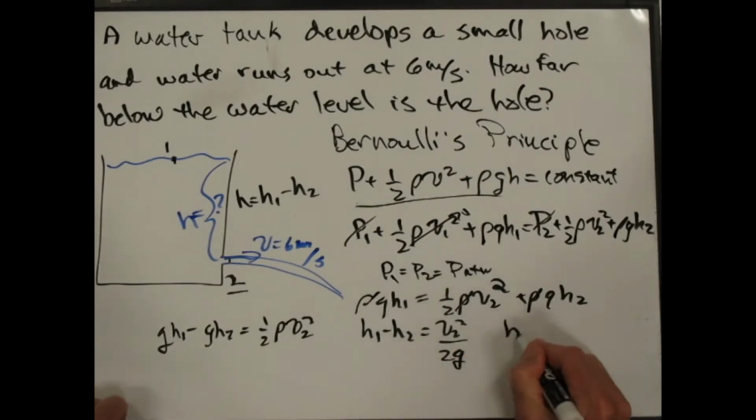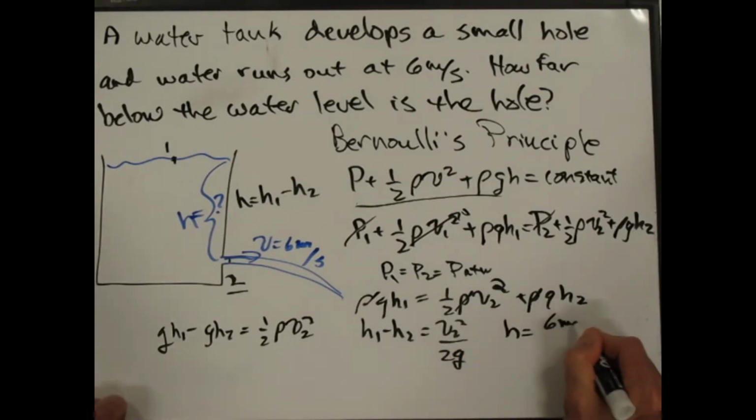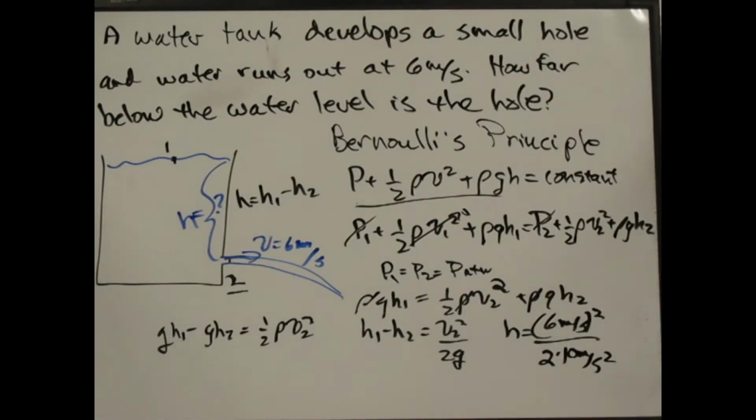So H is equal to 6 meters per second squared over 2 times 10 meters per second squared. Right. That gives me H is equal to 1.8 meters.